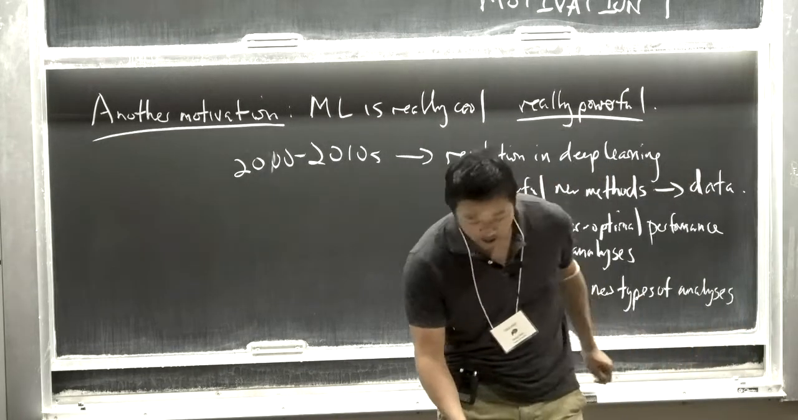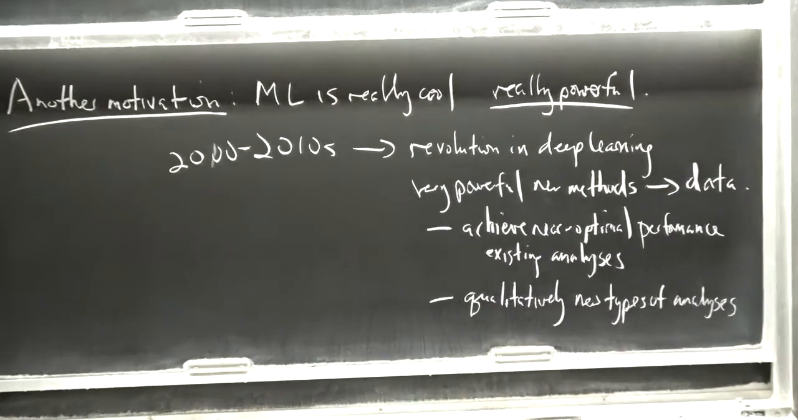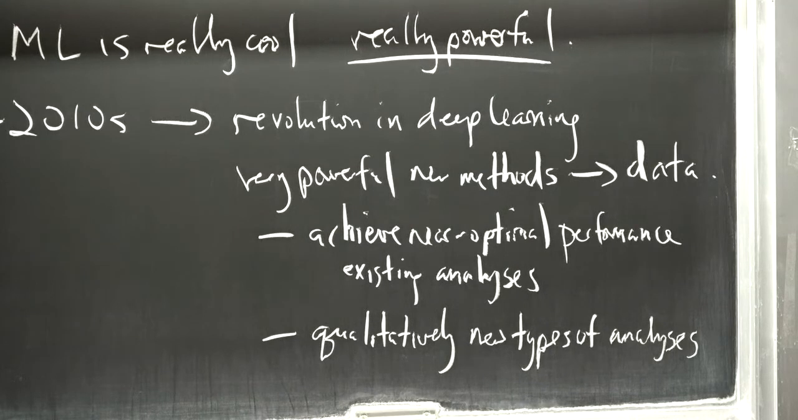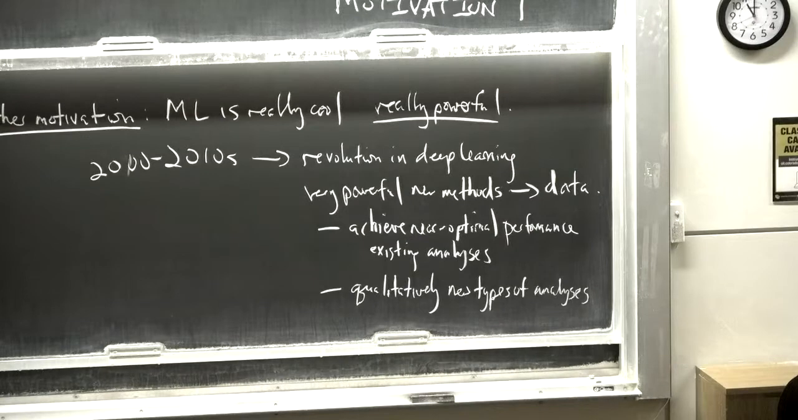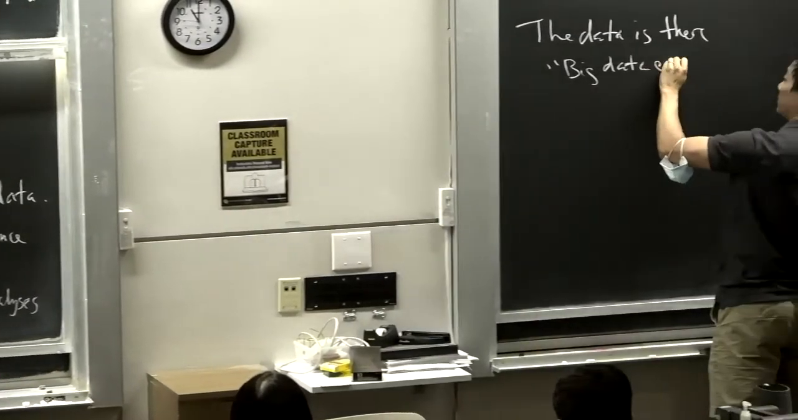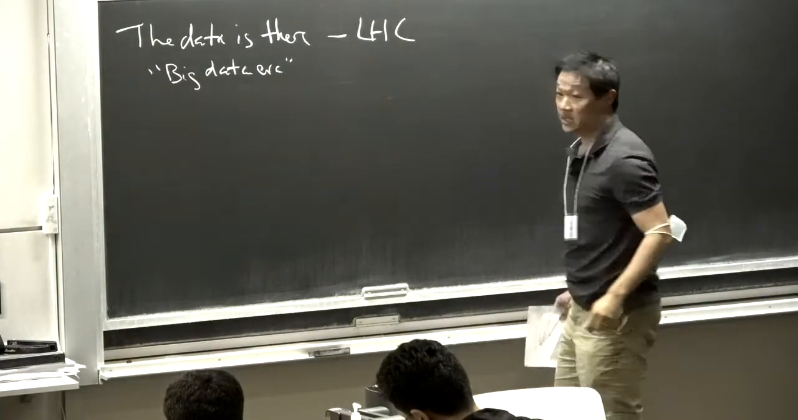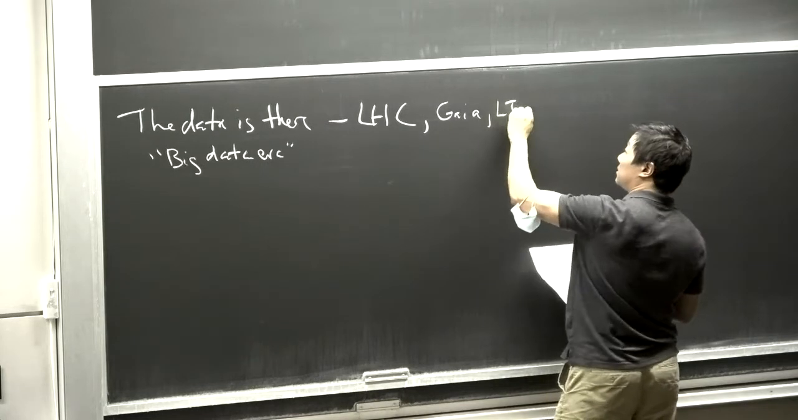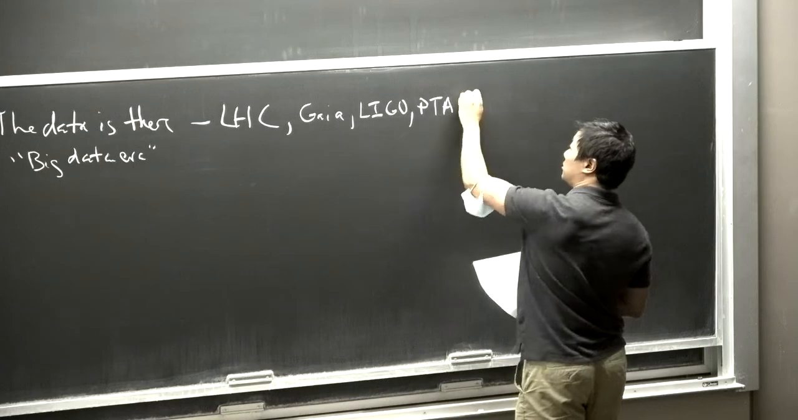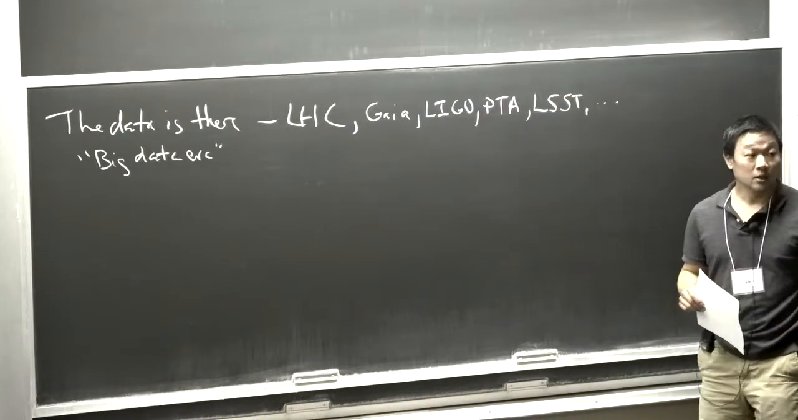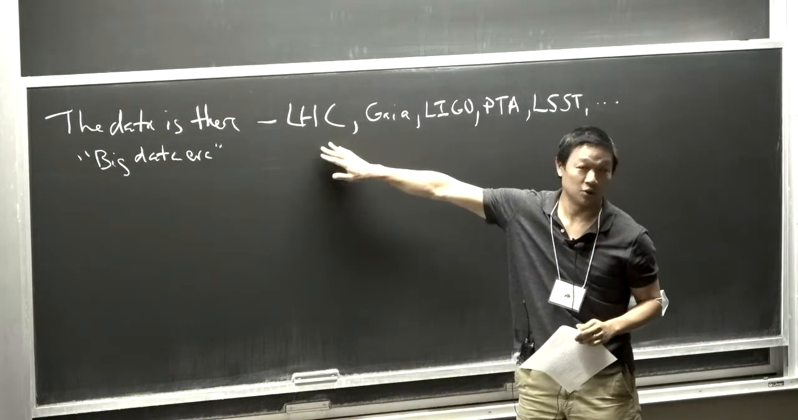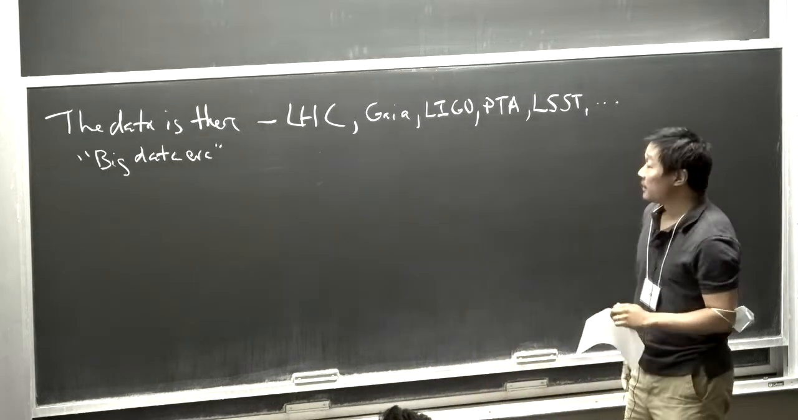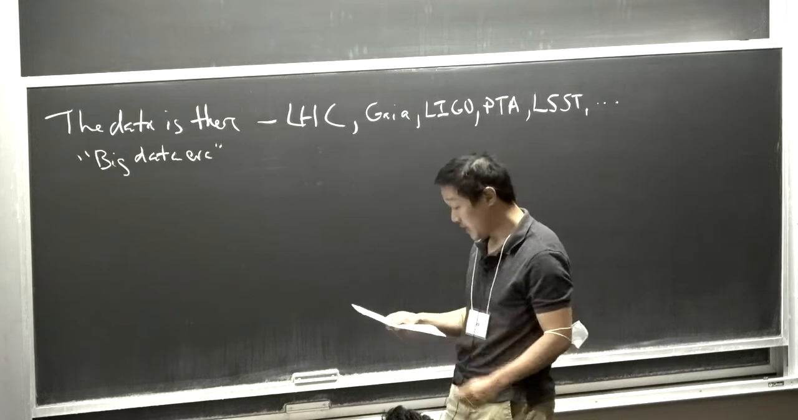So all of this would of course be for nothing if we didn't have the data. And so that's the other thing: the data is there. We're definitely in a big data era. We of course have the granddaddy of them all at the LHC, but we also have Gaia data, LIGO data, pulsar timing array data, soon to be LSST data, and the list goes on. And this one, I guess, is closed to theorists, but these are all open data sets. And there is a movement at the LHC to have more and more open data. So there's a lot of data for even people like us to play around with.